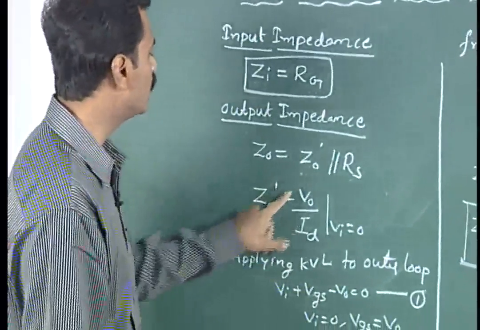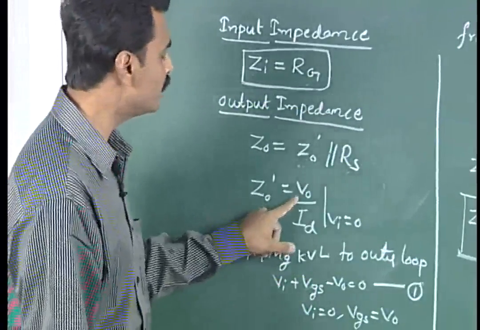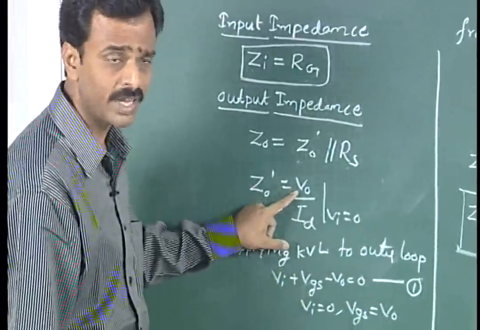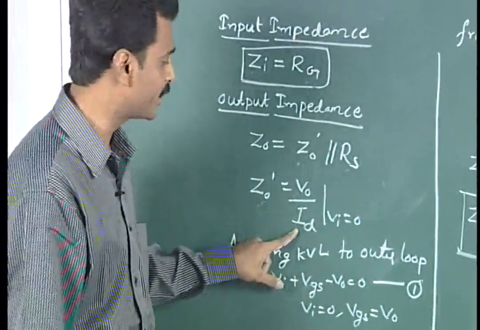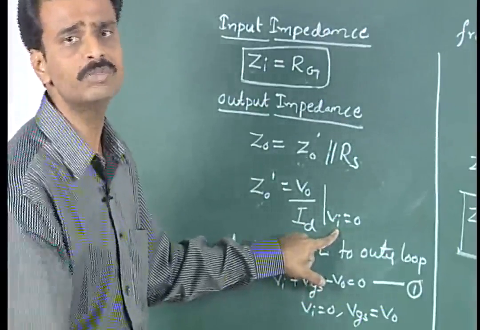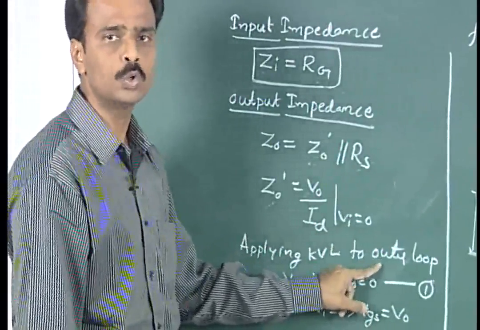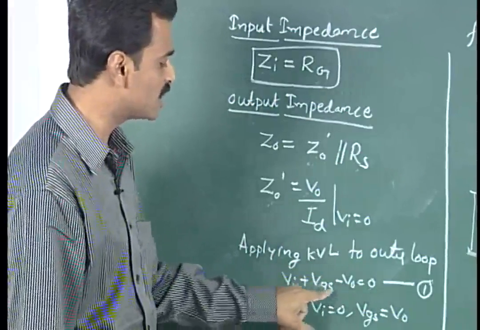So to calculate the impedance here across the drain RD, it will be equal to V0 by ID, the output voltage by the output current. The output voltage is V0 and the output current is the drain current, where obviously the input voltage will be 0 as we look from outside. Then, applying KVL to the outer loop, we get the equation as Vi plus VGS minus V0.